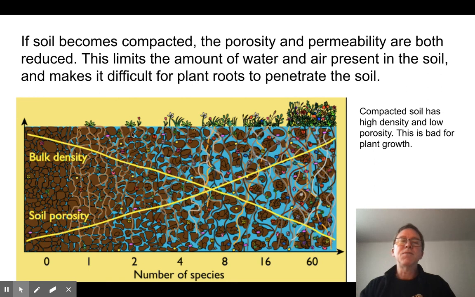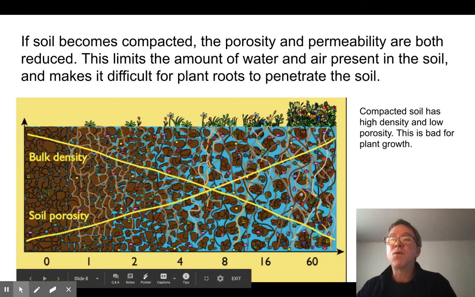As the soil becomes more and more compacted, then I wish they'd done this the opposite way. As it becomes more compacted, as the density increases, that means the pore space decreases. That means it has less ability to support plant growth. There's less room for the roots and less ability for water to flow through, more likelihood of waterlogging.